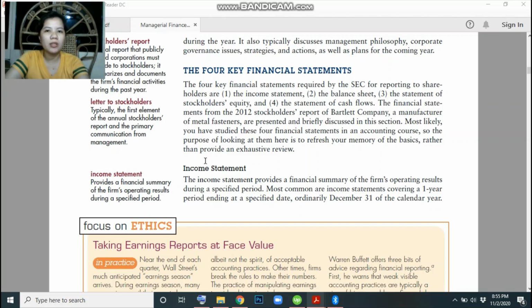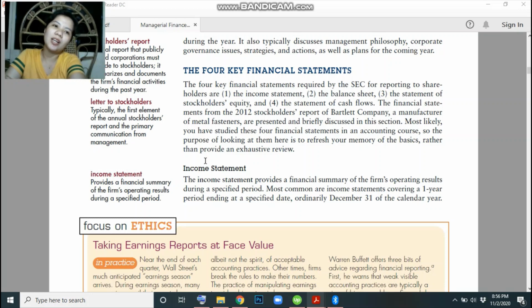So before we discuss how to do ratio analysis, it is important for us to review the 4 key financial statements. I know that you have already discussed this in your accounting class. The 4 key financial statements required by the Securities and Exchange Commission, or the SEC, are the income statement, the balance sheet, the statement of stockholders' equity, and the statement of cash flow. So let's discuss each of these.